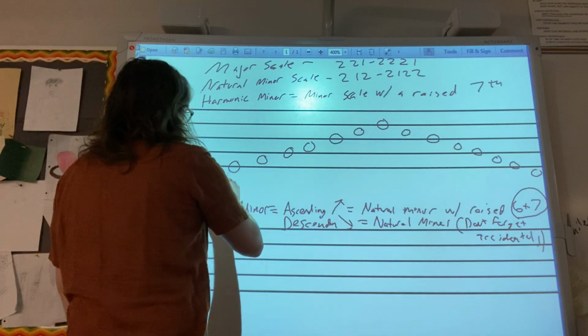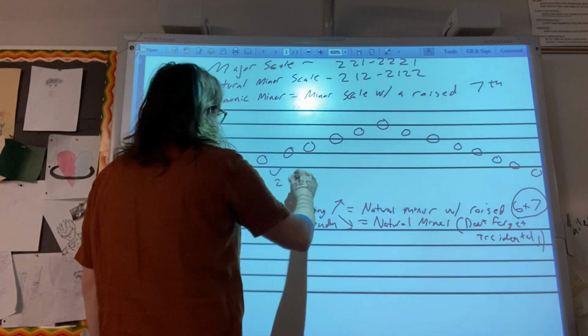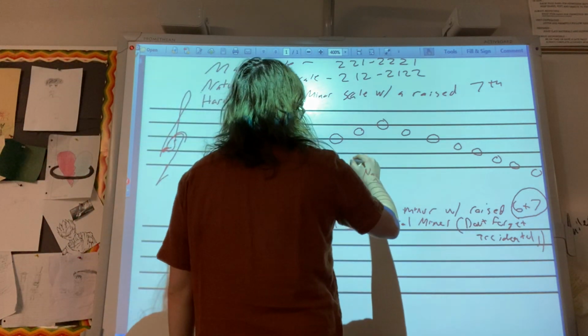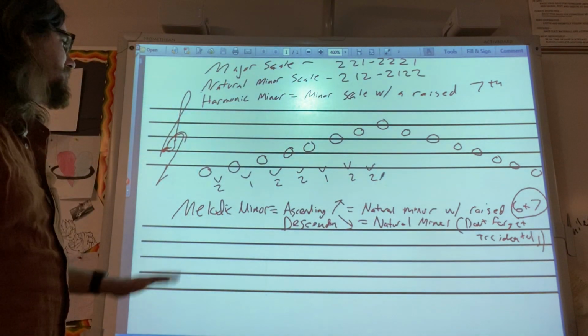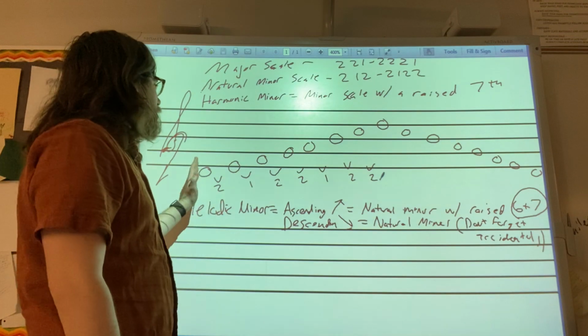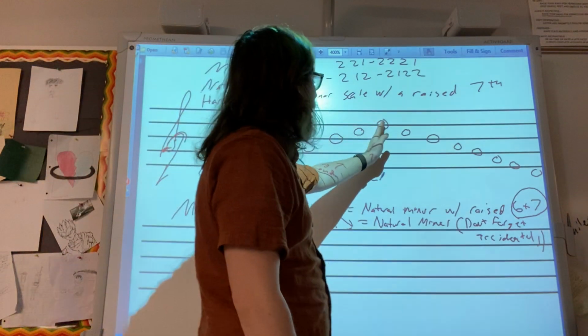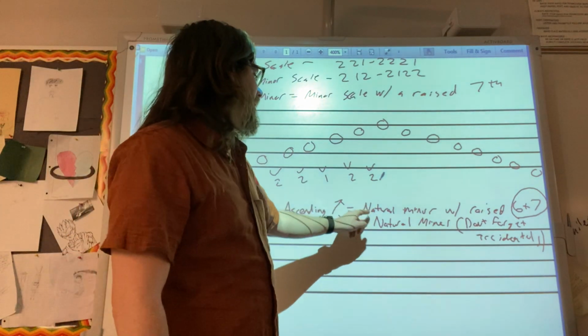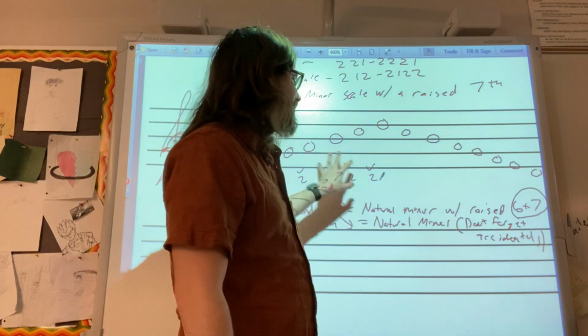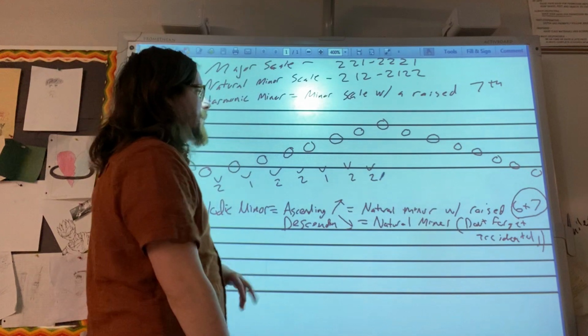My formula 2, 1, 2, 2, 1, 2, 2. Now, here's the nice thing about this, guys, is this is the way I would do it. Do your natural minor scale going up and then copy the same notes going down. We know that going up we need natural minor and going down we need natural minor. We need it for both. So we might as well do it to one side and then do it to other.